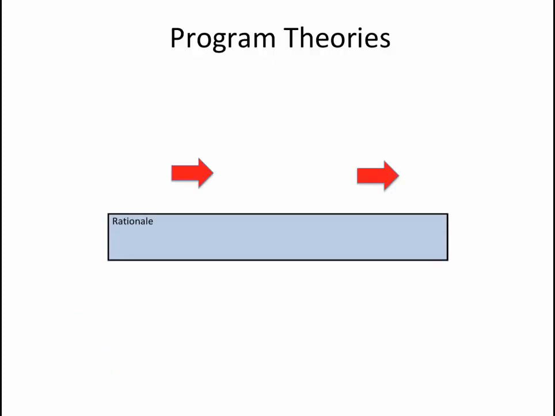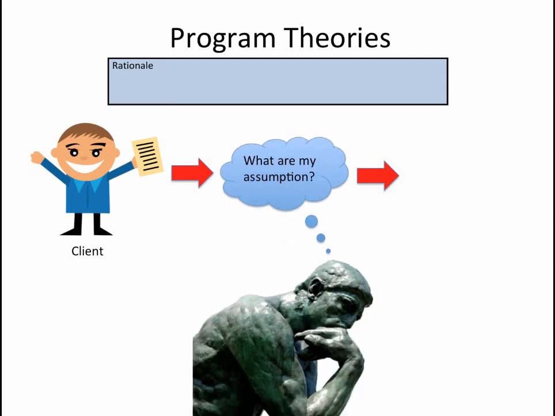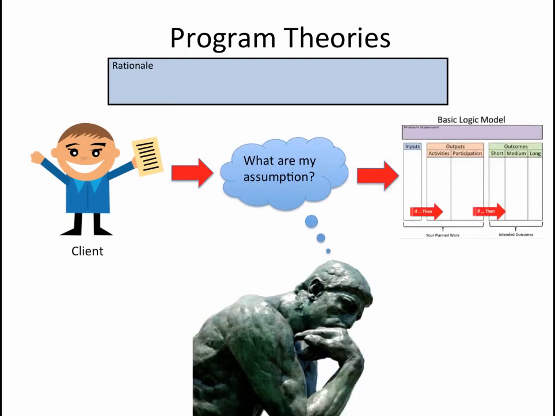Program theories go beyond logic models by developing a rationale for a program's success. They start with the client and the assumptions the program has about the client. Logic models start a step after that, with program input. If a theory does not articulate the causal links between a program's actions and its goals, it is a logic model.